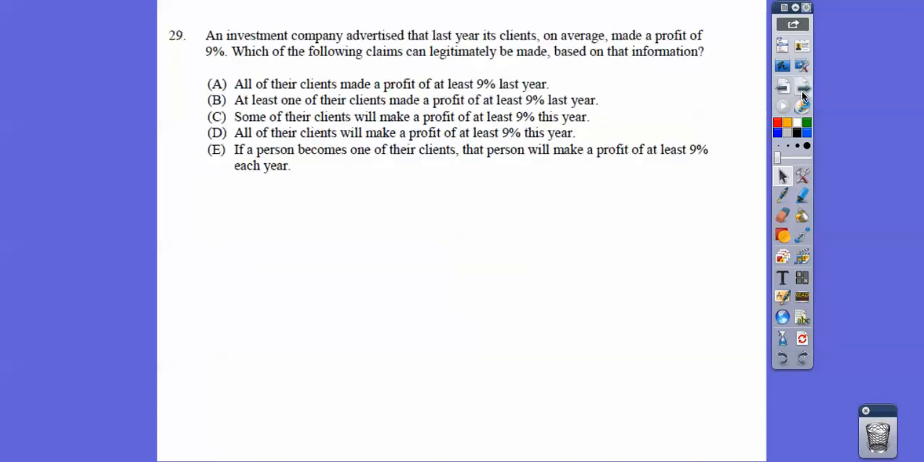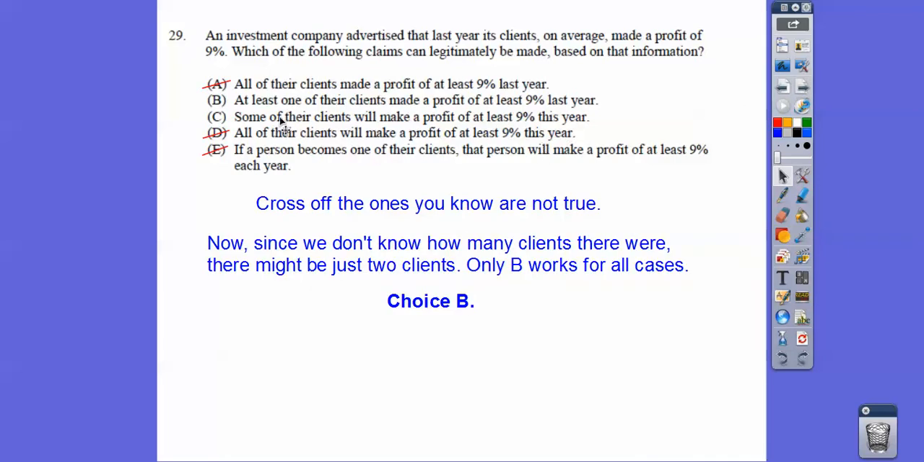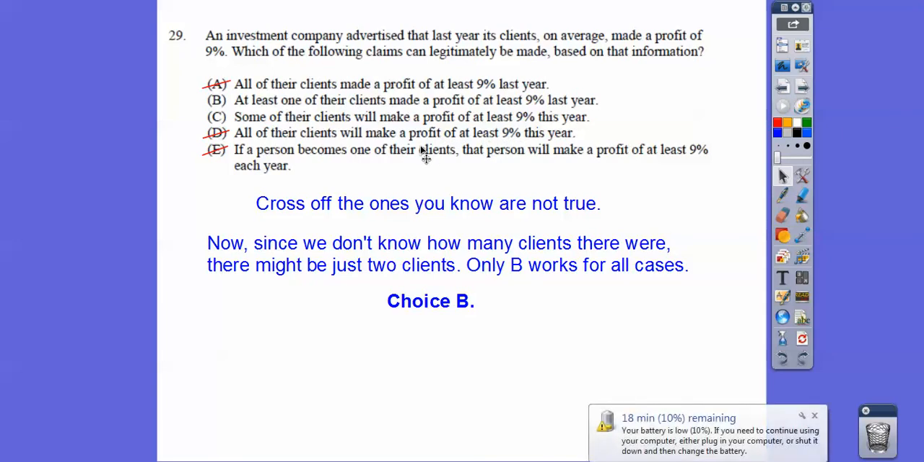Almost done. An investment company advertises that last year its clients on average made a profit of 9%. Which of the following claims can legally be made on that information? This one took me a bit, but what you can do is start eliminating some of the answers. All of their clients made a profit of at least 9%? No, that doesn't make sense. On average they made 9%, so some of them are below, some of them are above. You see words like all, those are usually false. All of their clients will make a profit of at least 9% this year. That one's false also.